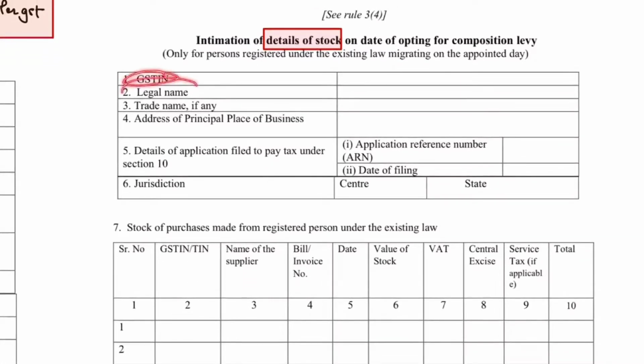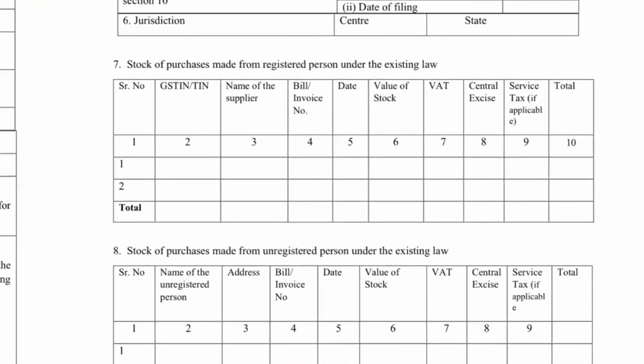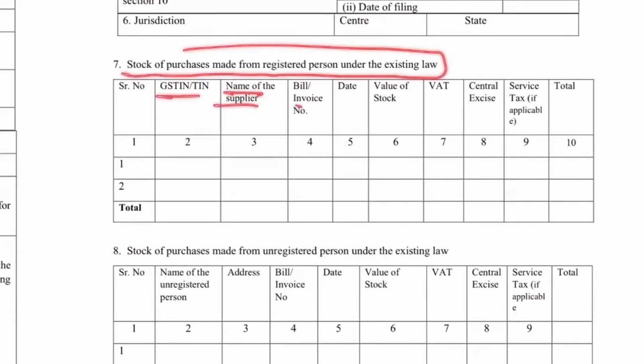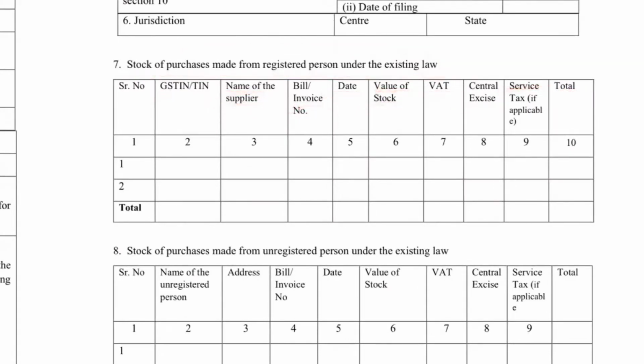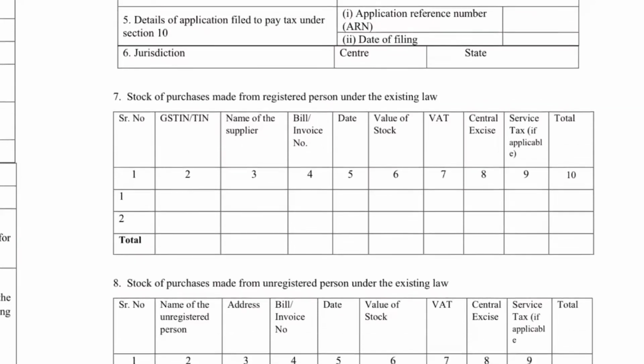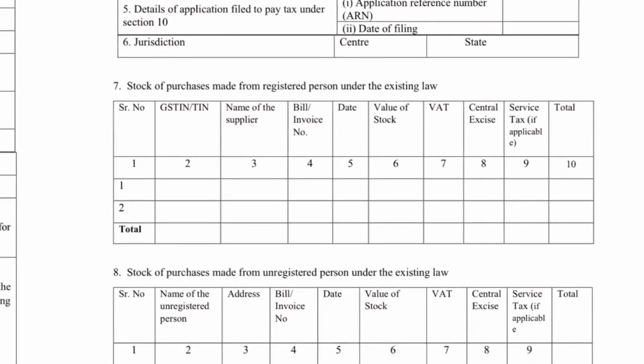GSTN, legal name, trader name. Okay, now let's see. Stock purchase made from registered supplier under the existing law: GSTN, name of supplier, invoice number, date, value of stock, VAT, excise, service tax total. So whatever ITCs or whatever taxes on the stock that you have paid, and if you didn't opt for this, correct, then you should have taken the ITC, or you must have taken it already, correct.